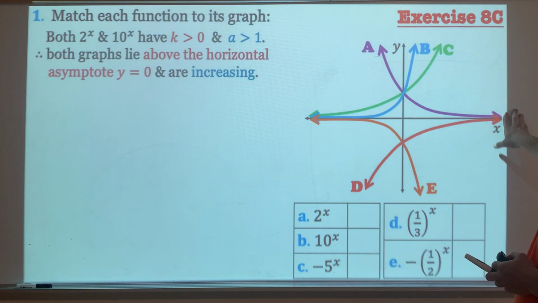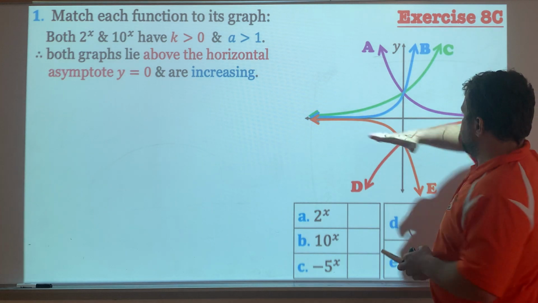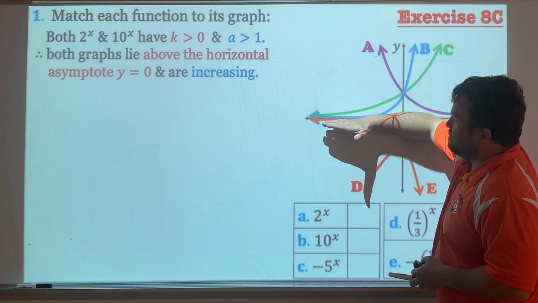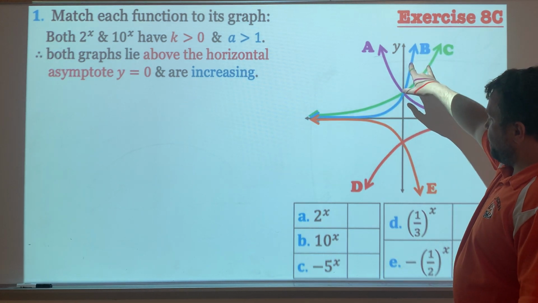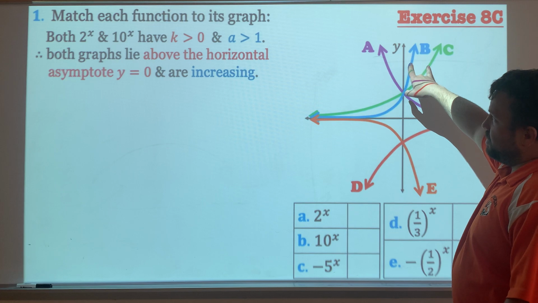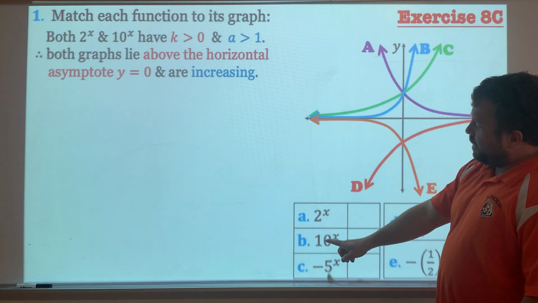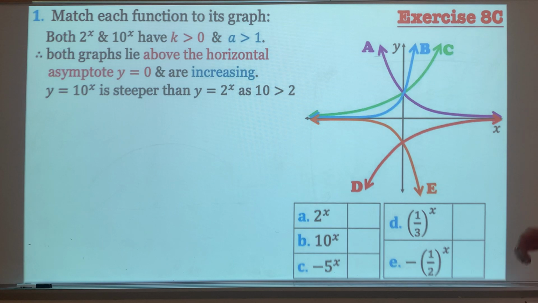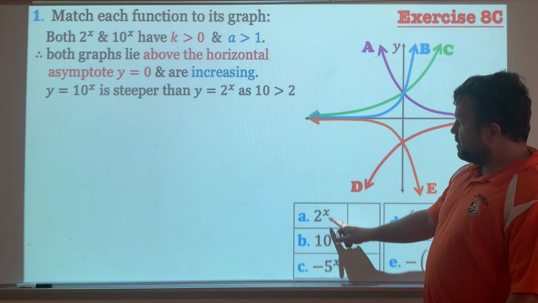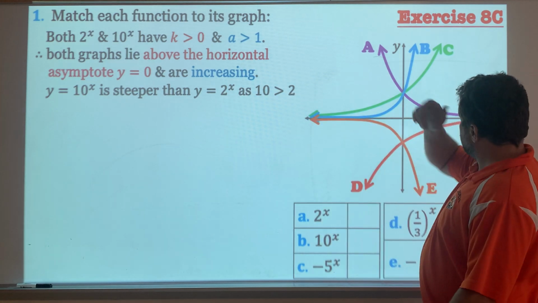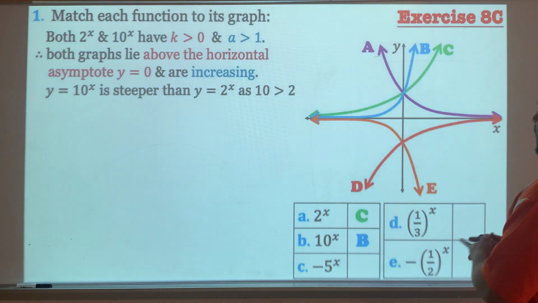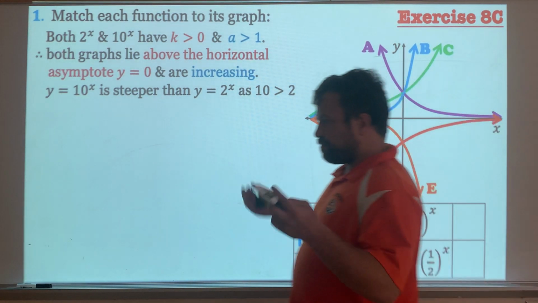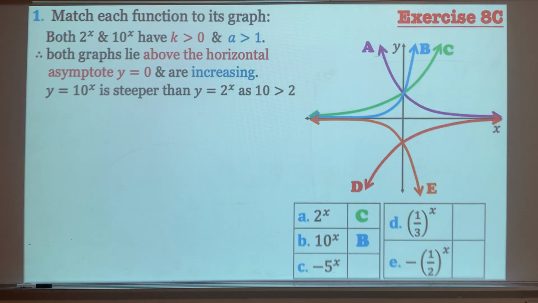Both graphs lie above the horizontal line, and they're increasing because they're positive. So that's B or C. Now you have to figure out which is which. Remember, as you increase your value, it gets steeper when you're above 1. So 10 to the x is steeper than 2 to the x because 10 is greater than 2. So which one's steeper? B. So that means 2 to the x has to be C, and 10 to the x has to be B. You're just using your knowledge right here.